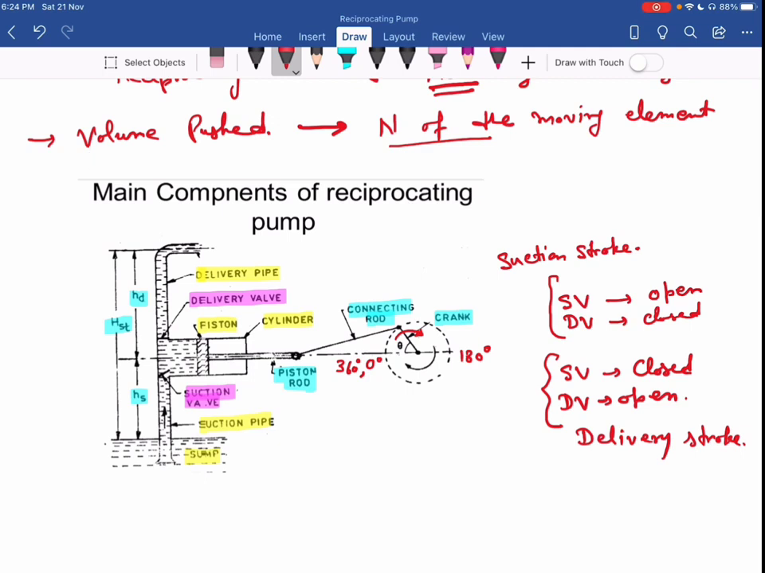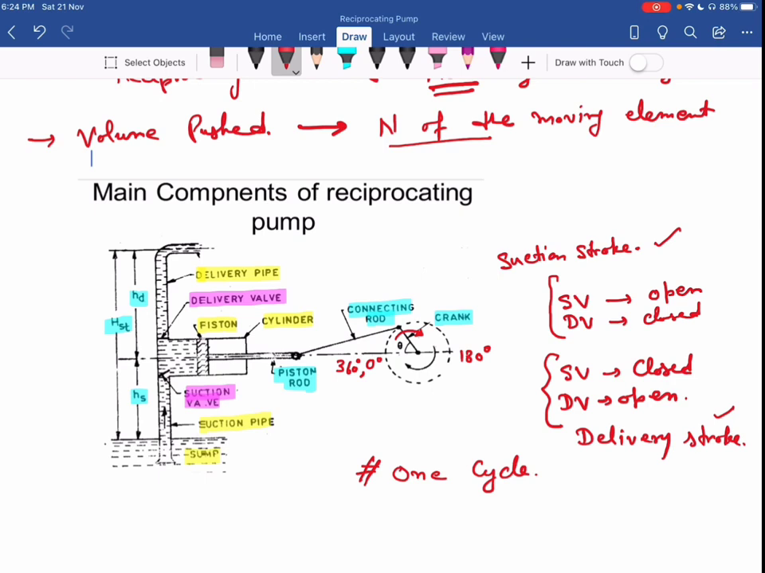So during this, suction valve is closed and delivery valve is open, and piston moves from extreme right towards the left direction. Okay, so during this stroke, the delivery is available, or you can say the liquid is available on delivery pipe. Now these two strokes, suction stroke and delivery stroke, complete the one cycle of reciprocating pump. So in one cycle, you can say we have two strokes.